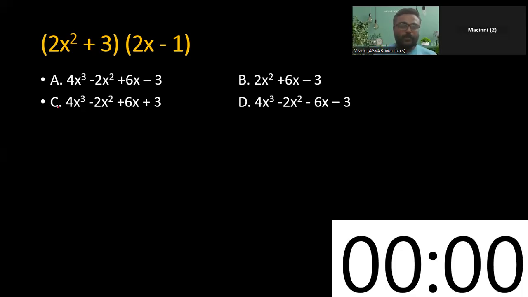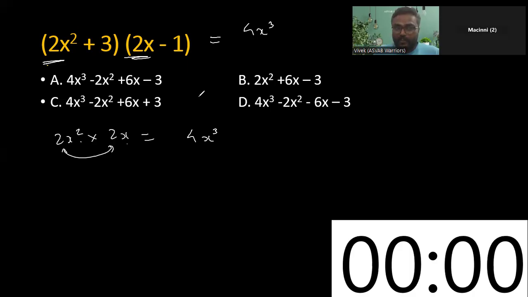Time up. I'll solve it for you now. So, guys, we are going to multiply the first terms first according to the FOIL method. So 2x square times 2x would be nothing but multiply the numericals first. 2 times 2, 4. X to the power 2 times x to the power 1 would be x to the power 2 plus 1, which is nothing but 3. So we have 4x cube.